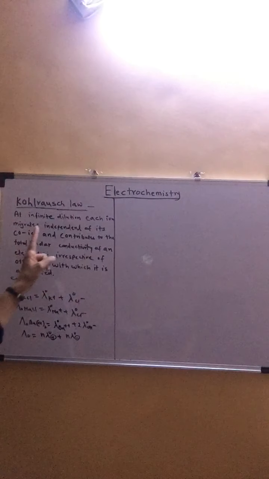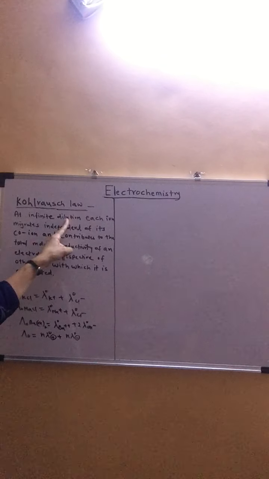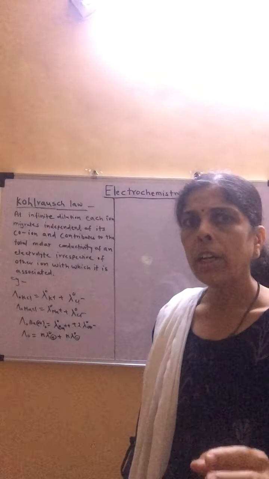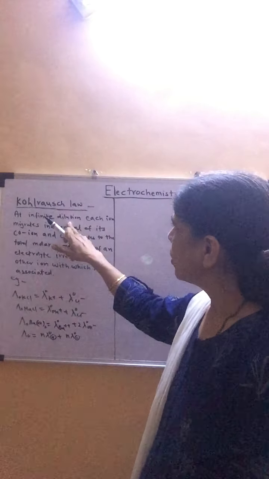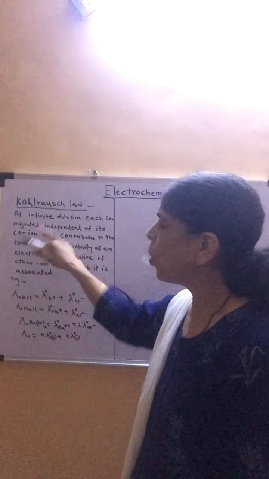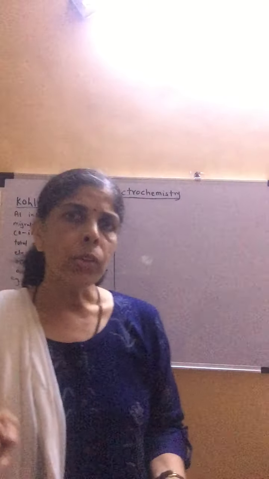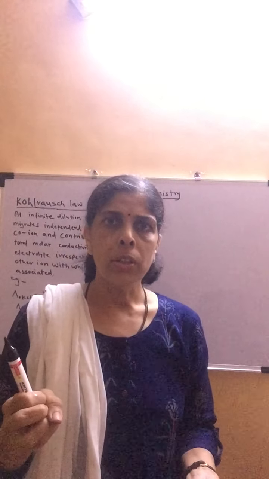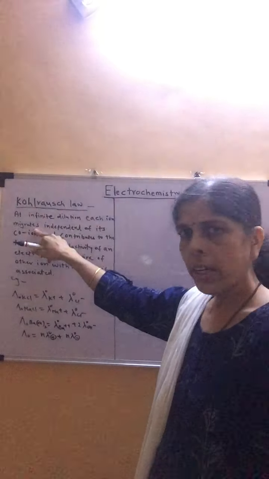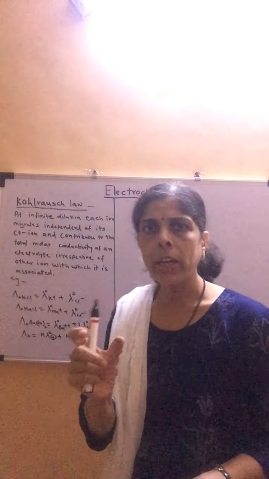So what is Kohlrausch's law? Kohlrausch's law states that at infinite dilution, means when we are adding a lot of water to the electrolyte, each ion of the electrolyte migrates independent of its co-ion. What is the law? At infinite dilution, when we are adding a lot of water to the electrolyte, each ion migrates independent of its co-ion.